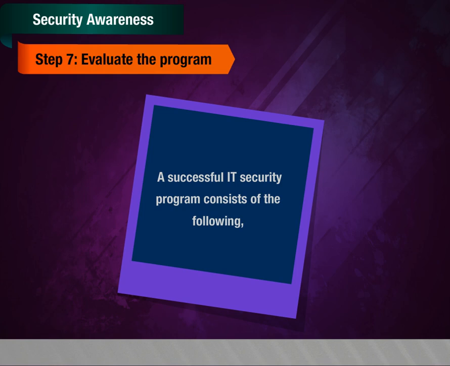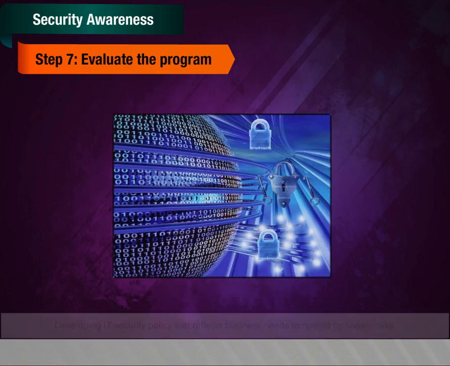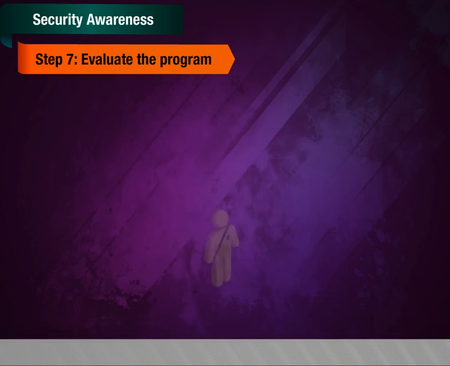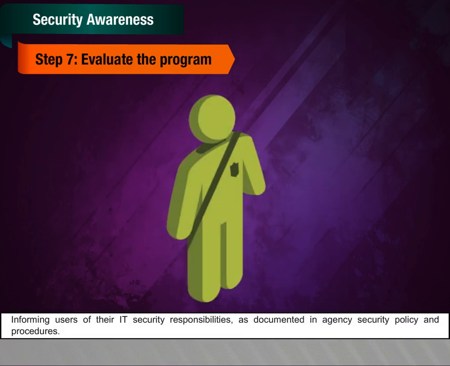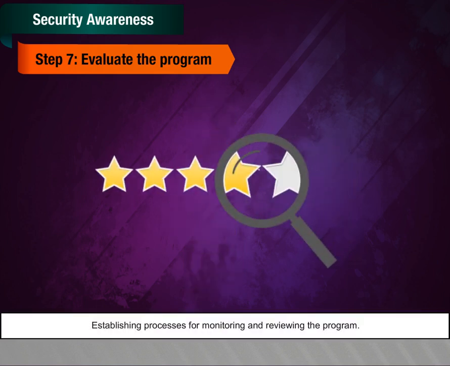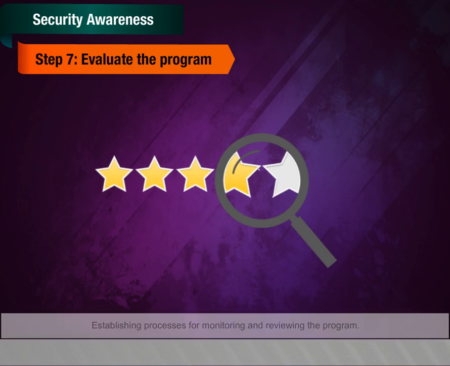A successful IT security program consists of the following: developing IT security policy that reflects business needs tempered by known risk, informing users of their IT security responsibilities as documented in agency security policy and procedures, and establishing processes for monitoring and reviewing the program.